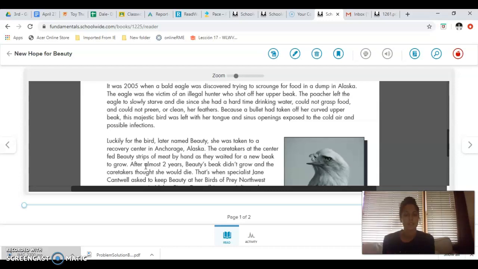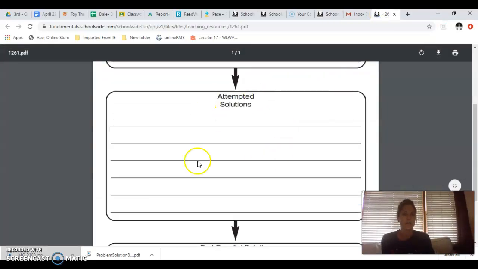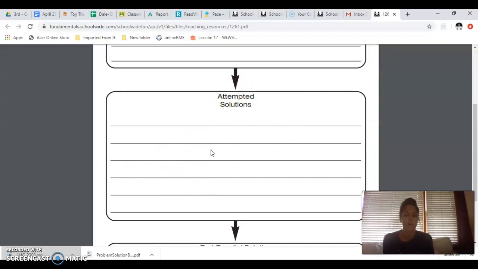They waited for a new beak to grow, and after those 2 years, Beauty's beak didn't grow back, and the caretakers thought she would die, okay? Even though they were feeding her, it was keeping her sinuses open, exposed to everything, so she could get sick. They were like, whoa, this is too long. We need to do something else. So the first attempted solution was keeping her in a recovery center and waiting for her beak to grow back. They wanted to keep her safe. Did that work? No, so they had to try another solution.